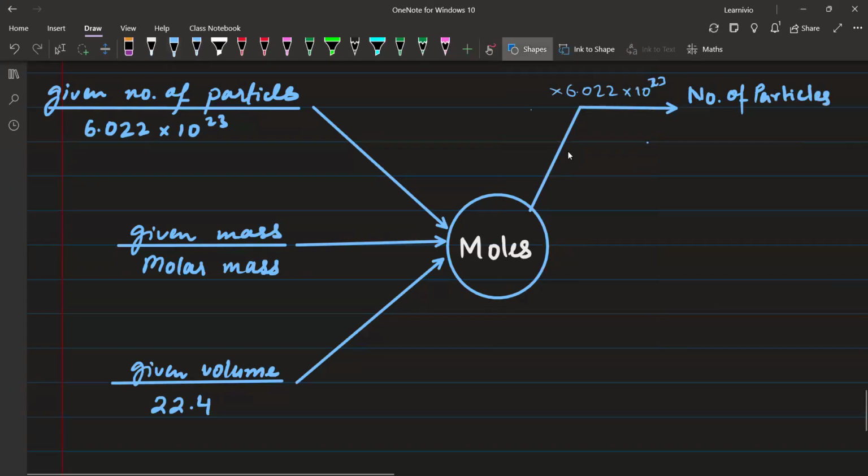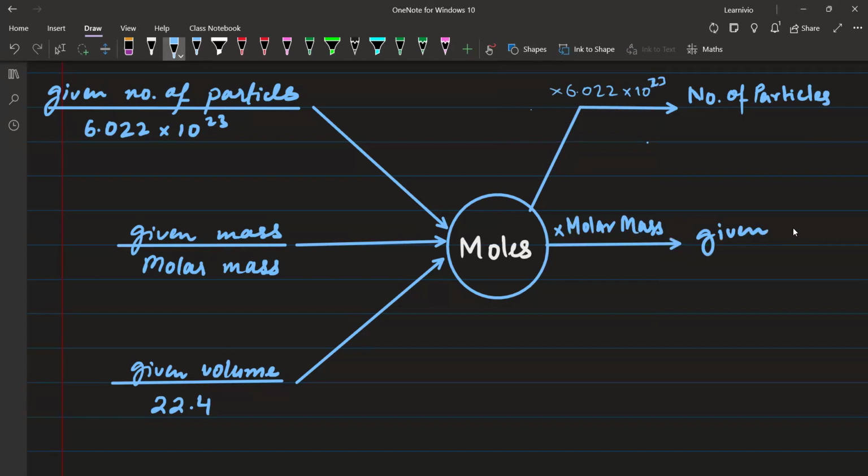Similarly, if you multiply the number of moles by the molar mass, you will get the mass of the substance, the given mass. When we have DRA, sometimes you have to calculate the given mass. Once you do the questions, it will be clearer, but right now you need to write this formula.